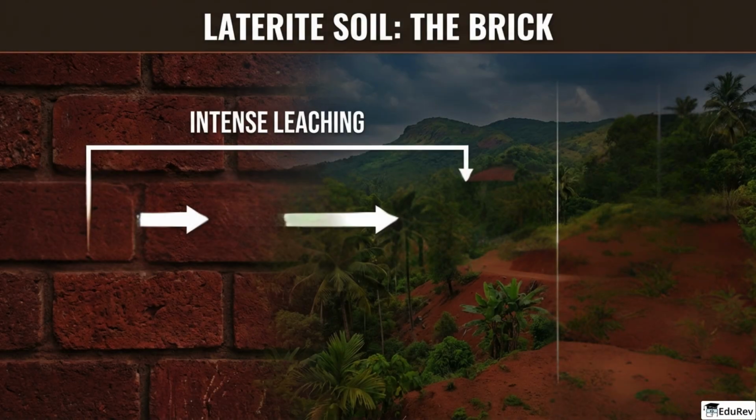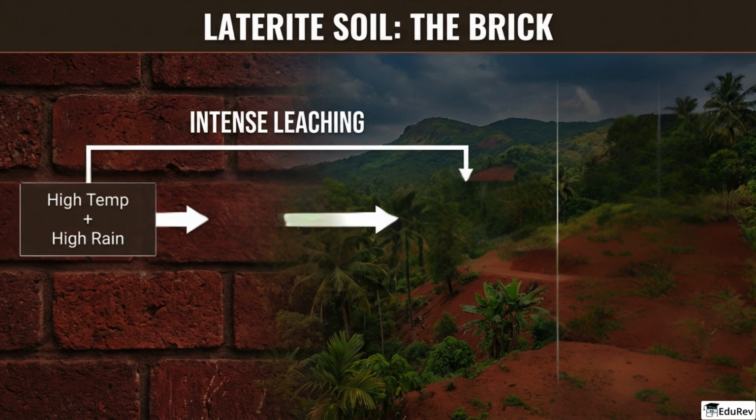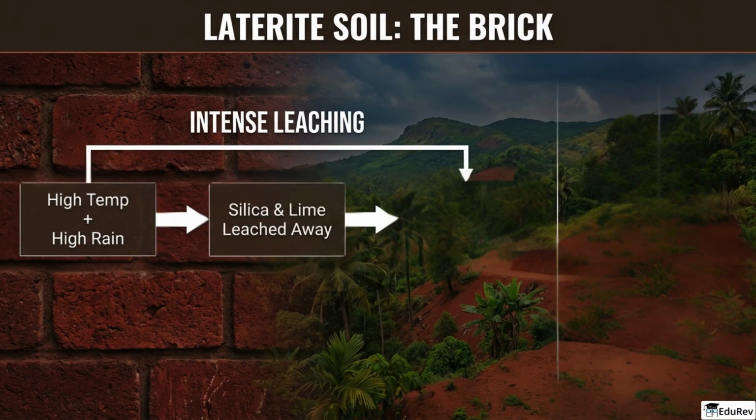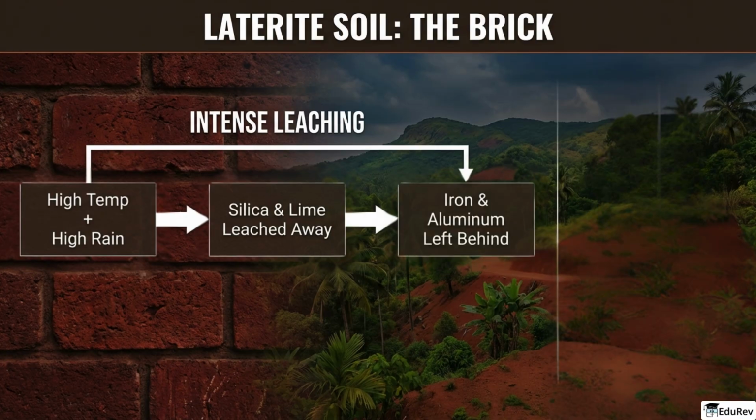Now laterite soil, the brick. The entire logic here is intense leaching. Under high temperature and high rainfall, water percolates downward so strongly that silica and lime are leached away. What gets left behind are iron and aluminium. That is why laterite becomes iron-rich, hard, and brick-like.